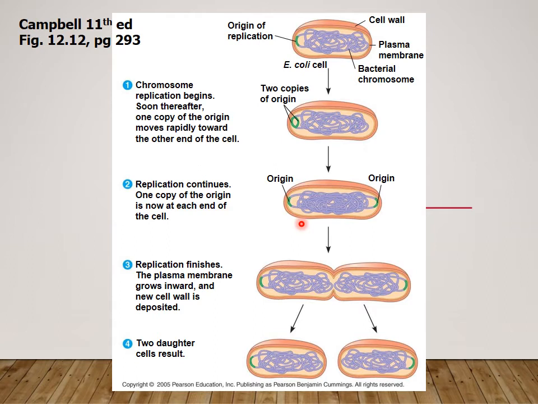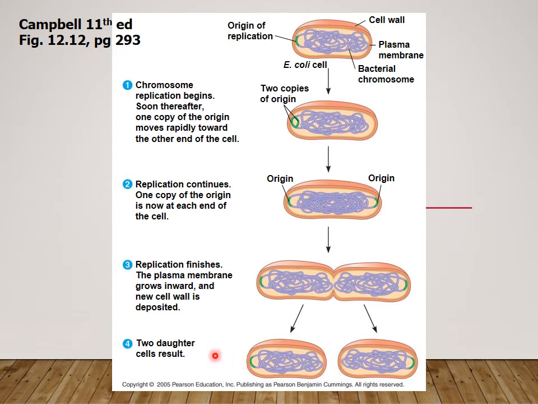When replication is complete and the bacterium has reached about twice its initial size, its plasma membrane, shown at process number 3, pinches inward, dividing the parent E. coli cell into two daughter cells. So number 4, the two daughter cells are now produced.